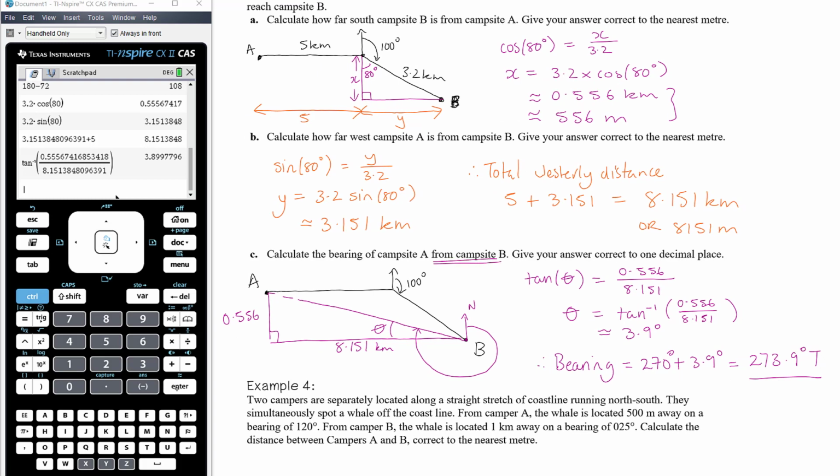It's really important, the from. That's where you're standing facing north, turning in a clockwise direction. So we need to turn 273.9 degrees true to get back to A.